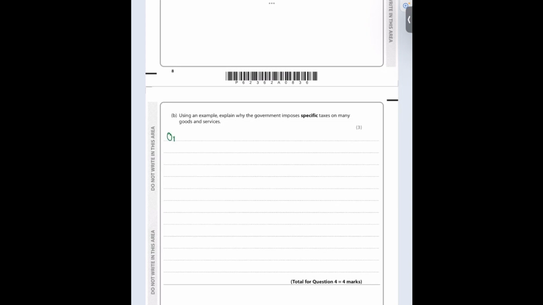Okay, so one reason the government imposes specific taxes is to reduce the consumption of demerit goods. And I just put in brackets goods with a negative externality.